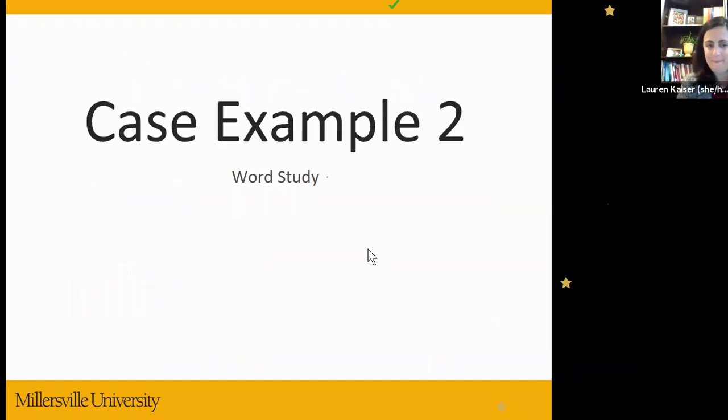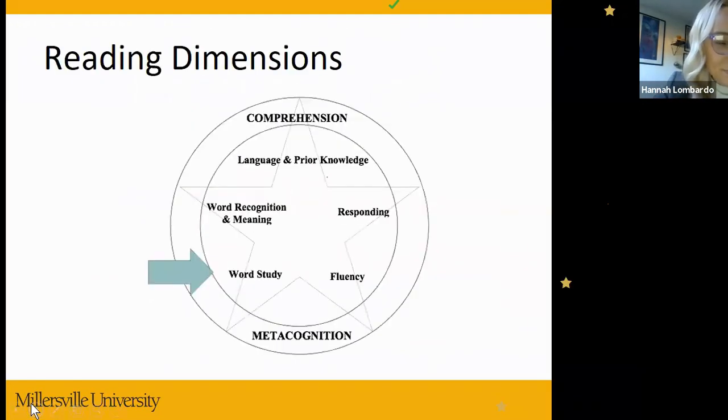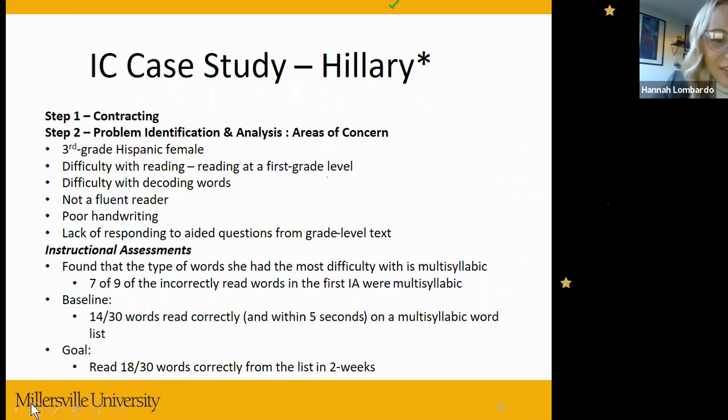All righty, getting into our second case example, we are looking at a word study case. All right, so I worked with Hillary. We started off, me and the teacher, by contracting. That's something Dr. Kaiser has already reviewed. We moved on to PDIA, and we looked at the areas of concern for the specific student.